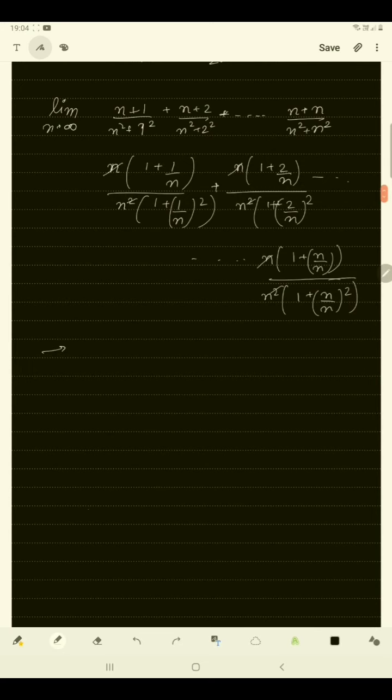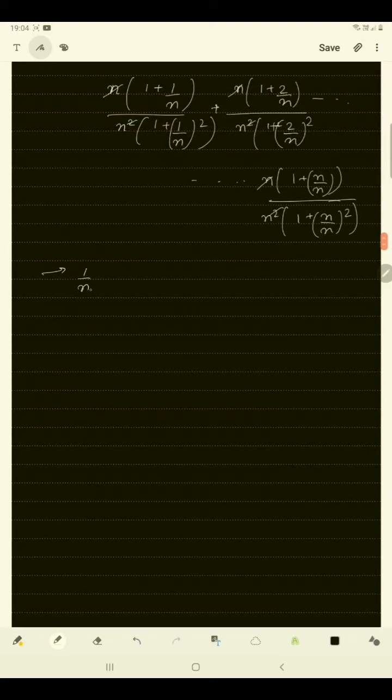So now what we have is 1 by n, 1 plus 1 by n, 1 by n. So you can see that here we have r by n, 2 by n, so r by n. We can write it as r by n upon 1 plus r by n whole square, where we have the summation and limit n tending to infinity, summation of r equal to 1 to n.